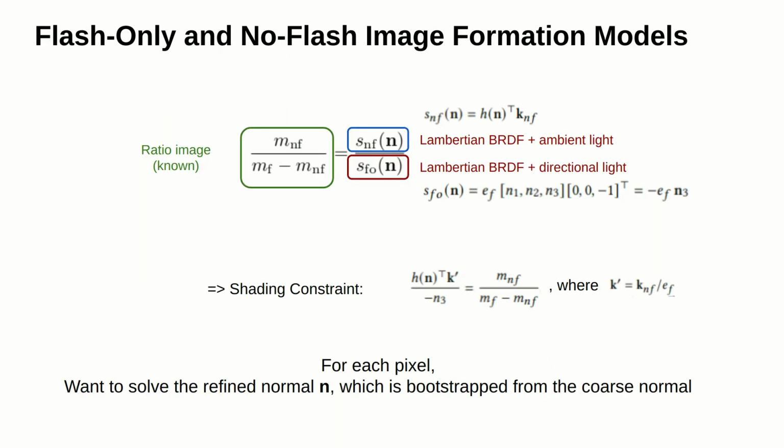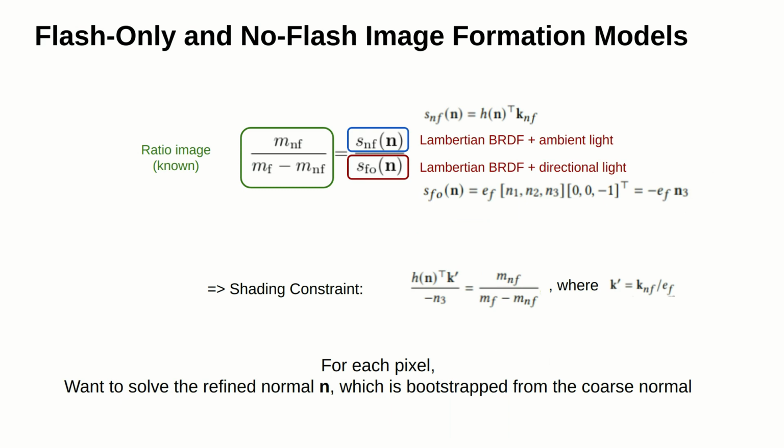Let's take a closer look at the image formation model. There are two shading functions, one for the no-flash image and the other for the flash-only image, which is just the flash minus the no-flash image. The flash-only image satisfies the n·l shading model, which states that the intensity at a pixel is proportional to the dot product of the surface normal at that pixel and the lighting direction.